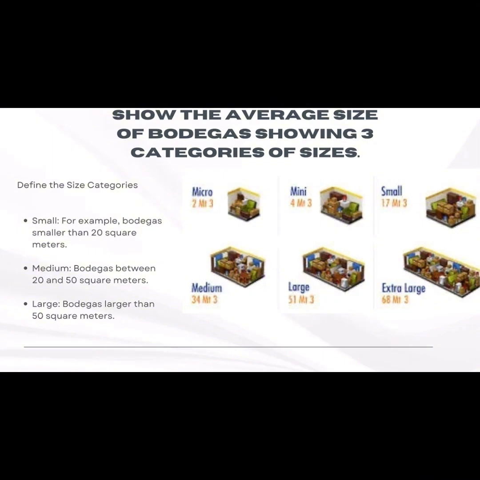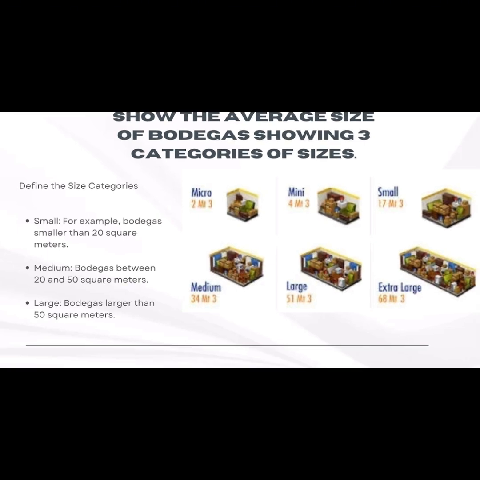But in this case there are three categories of bodega. The first one is small, which is smaller than 20 square meters. The second one is the medium, which is between 20 and 50 square meters. The large bodega is larger than 50 square meters, and it's important that you know the size of your bodega.